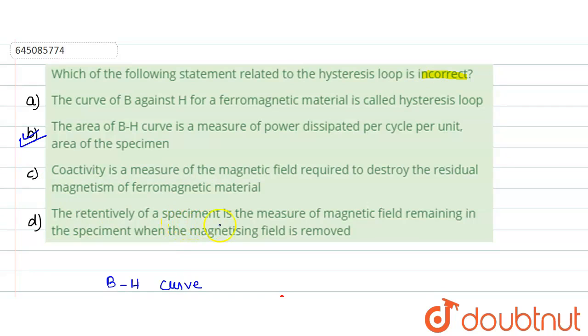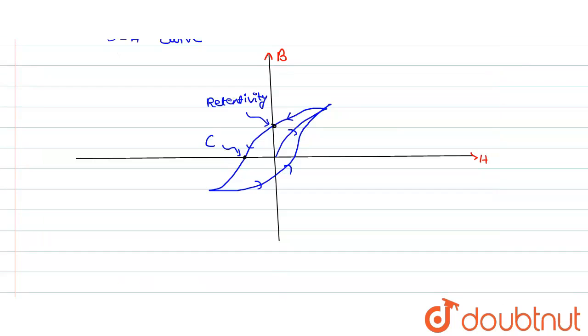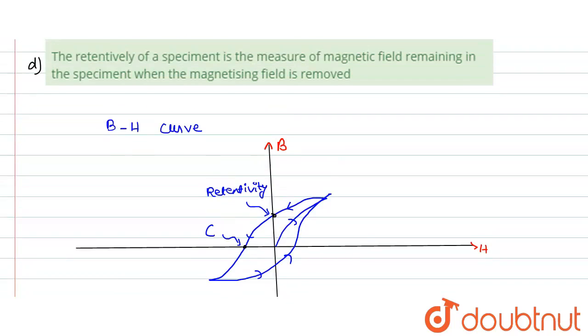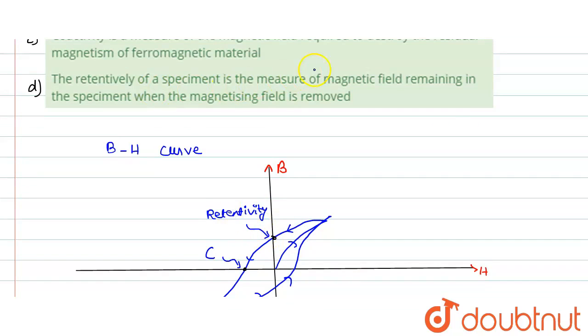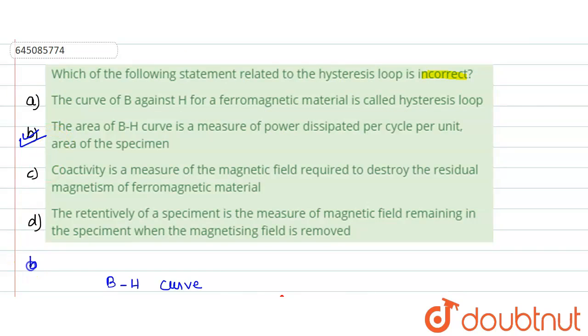Now, the retentivity of a sample is a measure of the magnetic field remaining in the specimen when the magnetizing field is removed. This is also a correct statement. You can see from the figure itself, this is what we have marked. It is a measure of the magnetic field when the magnetizing field is removed, that means the H value would be equal to 0. So this is also a correct statement. So the only incorrect statement would be our B.